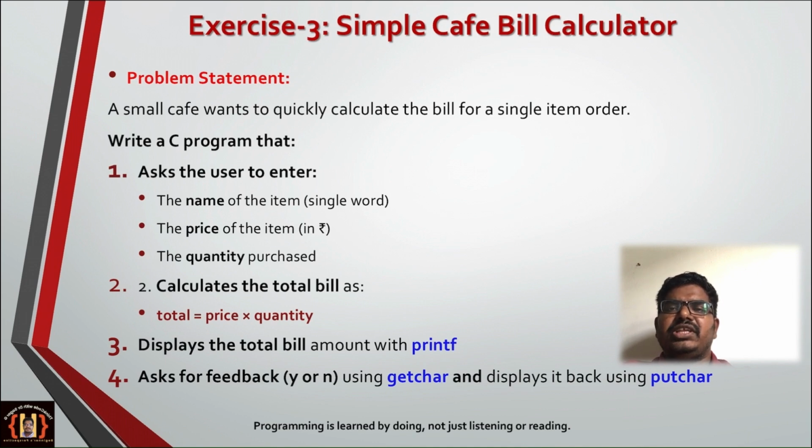And then you have to think here: what is the data type of name, what could be the data type of price, and what could be the data type of quantity. Then later on, calculate the total bill. So total bill equals what? Price into quantity, this you know. Here I am using into as in normal mathematics. You think what is the operator that can be used for multiplying in C language. Similarly, display the total bill amount using printf. And also ask for feedback, yes or no, only a single character using the getChar function, and also display it back using the putChar.